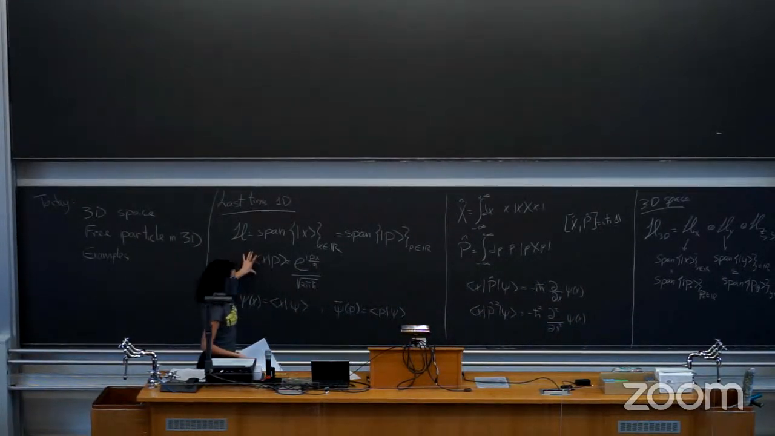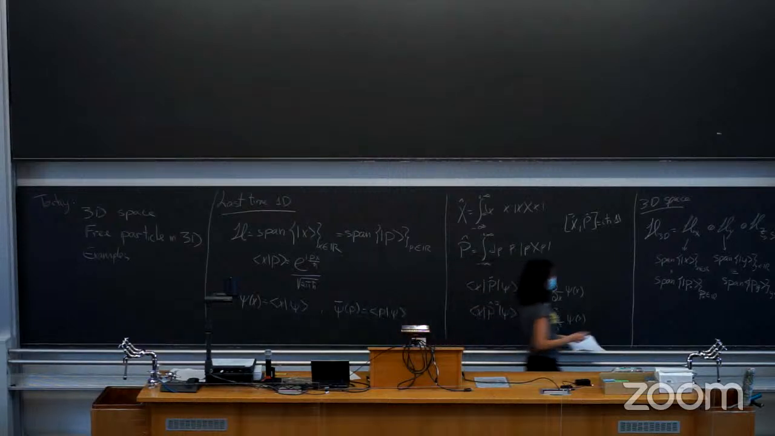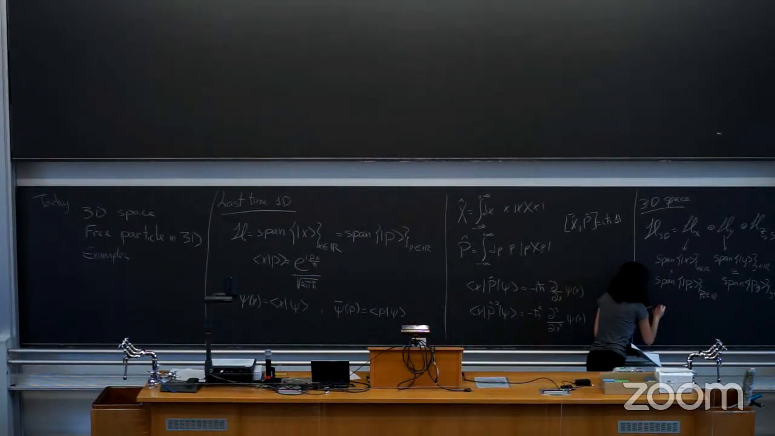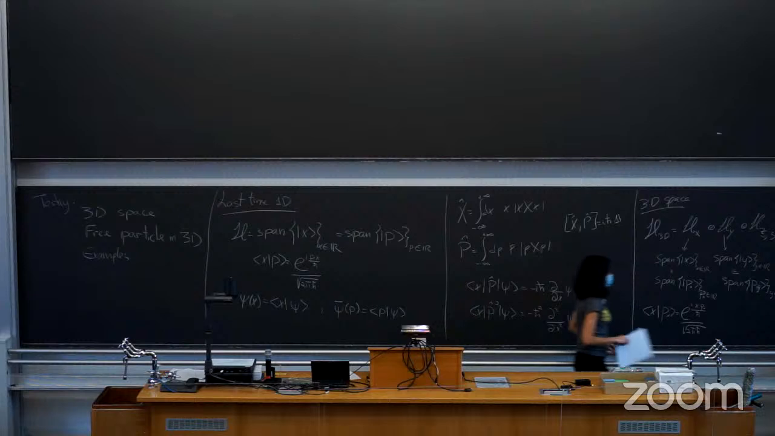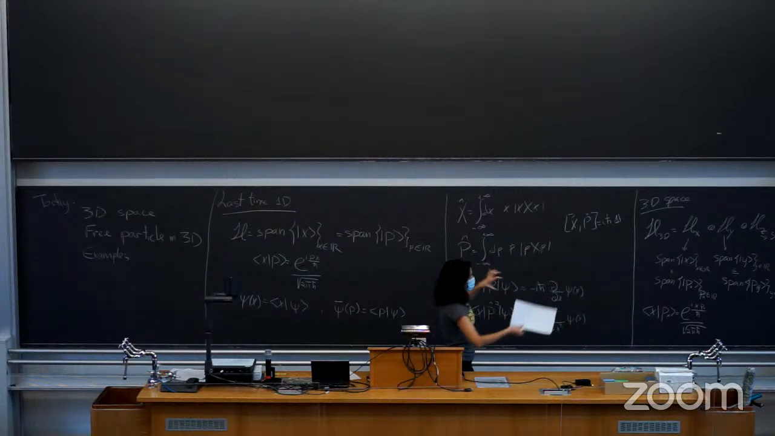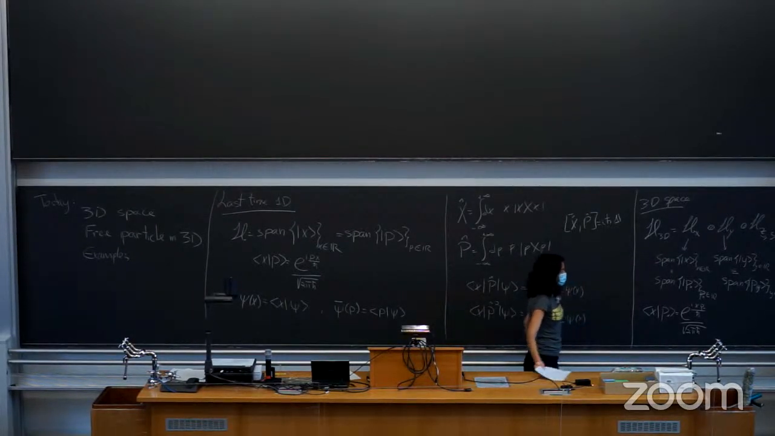So the inner product of x and px is e to the i x px over h bar. And the same for Y and Py, and the same for Z and Pz. Okay, so they're kind of independent. Each of them is in their own Hilbert space, which is the same as we saw before.